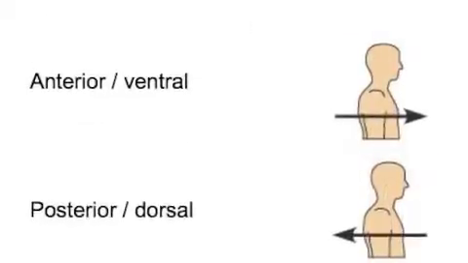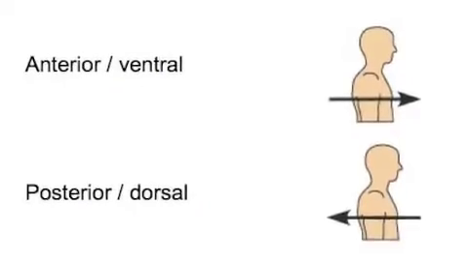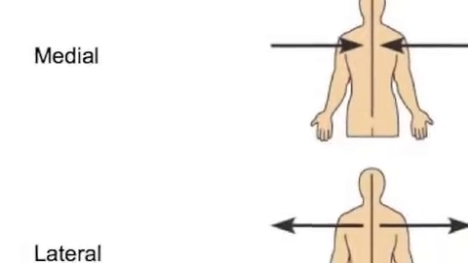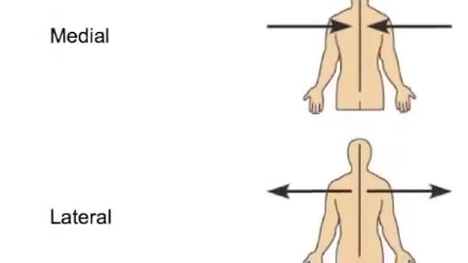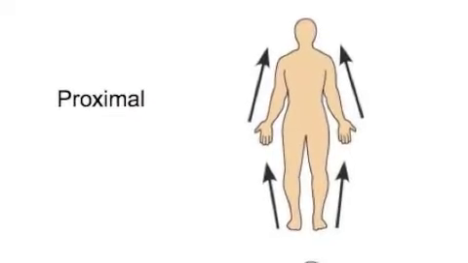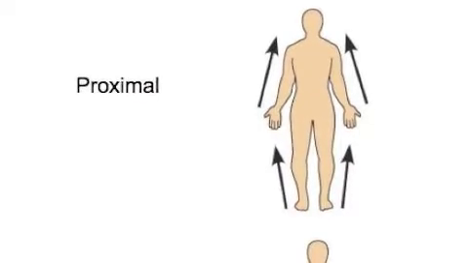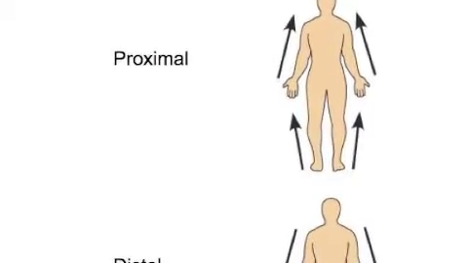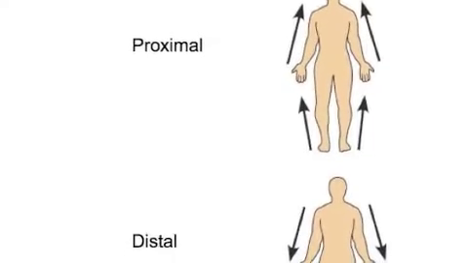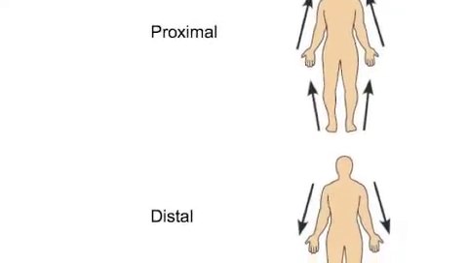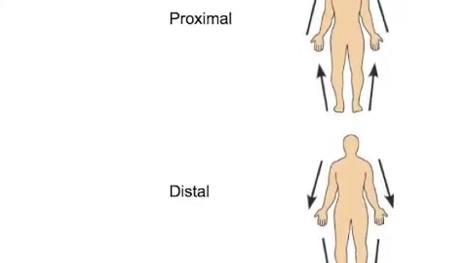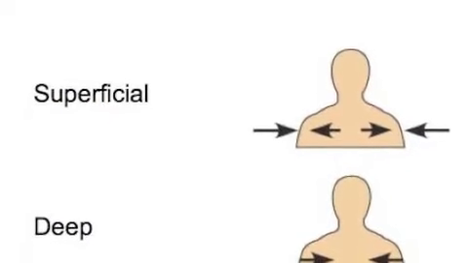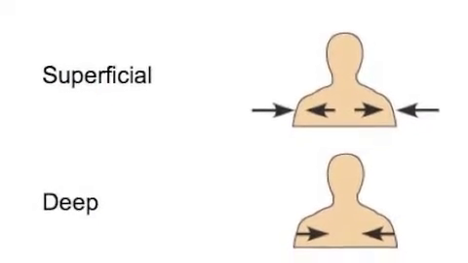Inferior means below. Anterior refers to in front, posterior to the back, medial is towards the midline, and lateral is towards the outside. These next terms are used for the upper limbs mainly. Proximal means closer to the attachment, and distal means further away from the attachment. For example, the shoulder is proximal to the elbow. The fingers are distal to the elbow. Superficial means on the surface, and deep, well, that means deep inside the body.